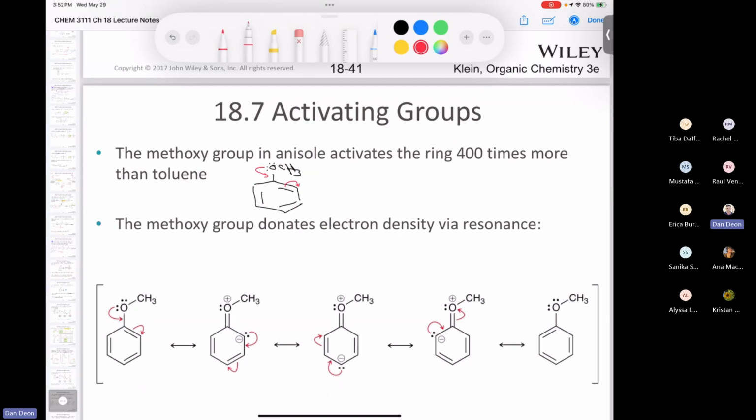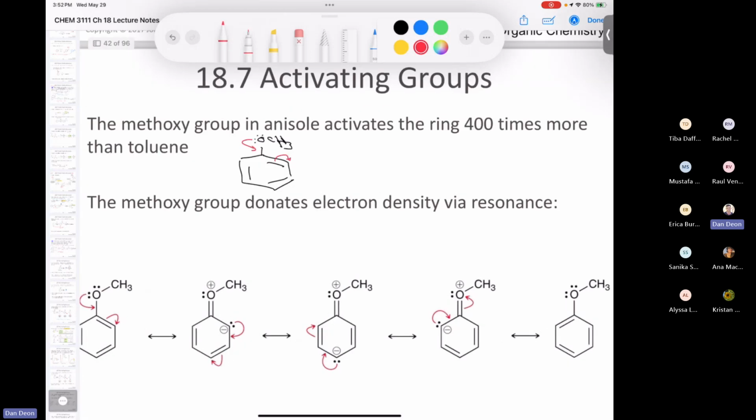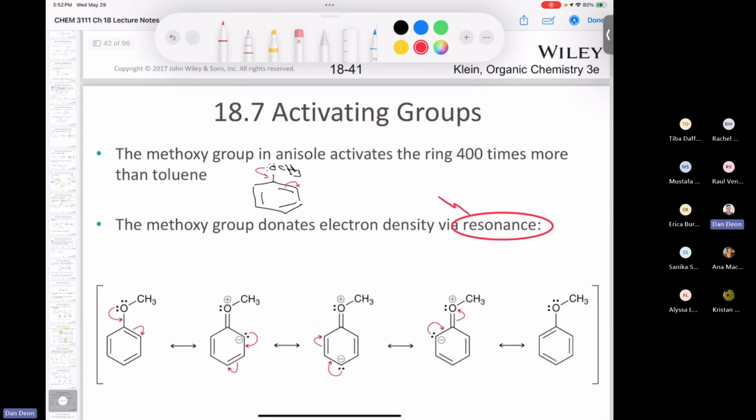Yes, oxygen is electronegative. However, it turns out that the methoxy group actually activates the ring because the resonance takes precedence over the electronegativity. So we'll just put here: the resonance has a greater effect than electronegativity.